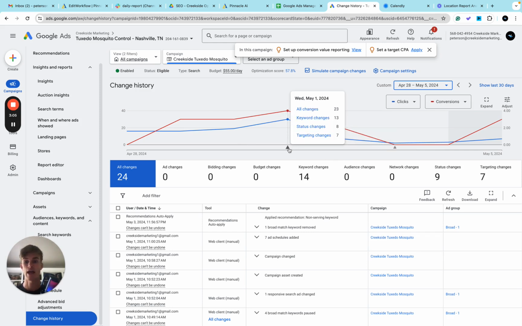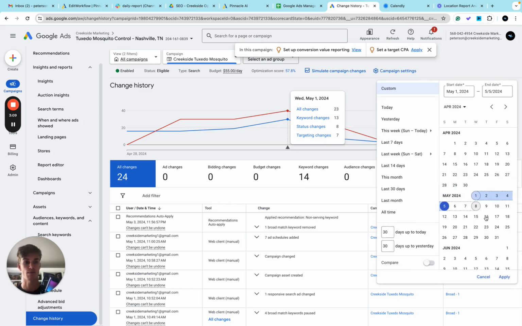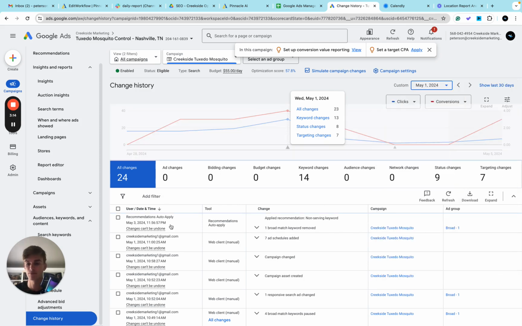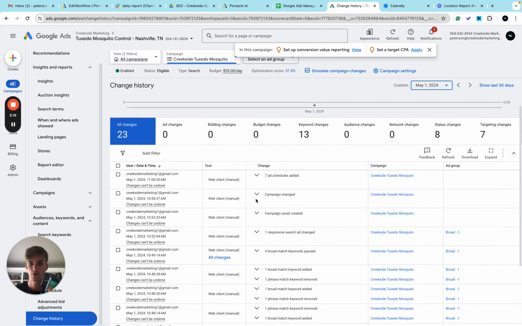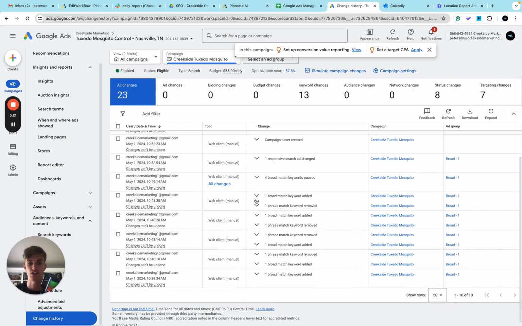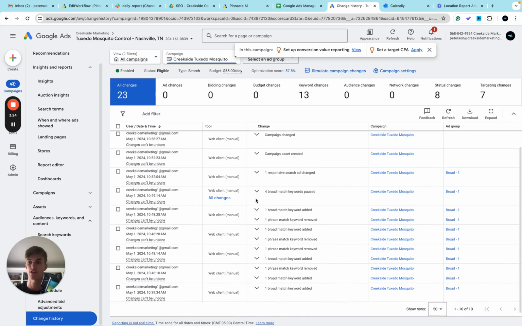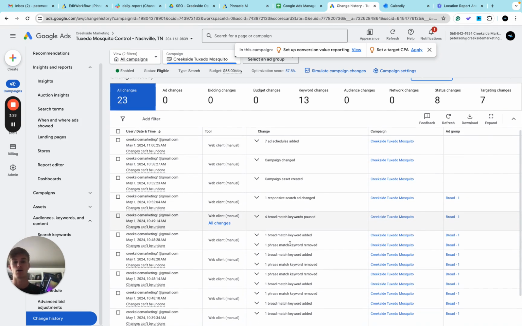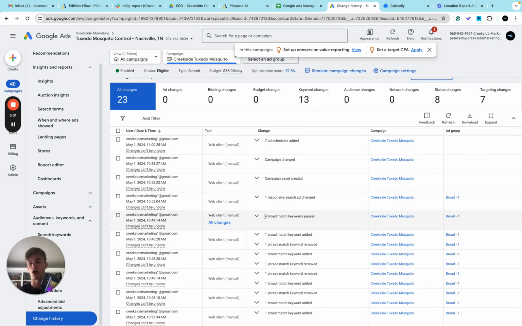So we would want to go and look at all the changes that happened on May 1st. So we're going to just go to May 1st. We just want to look at May 1st. So click apply. And we can see all of the adjustments that were made that could have caused an issue. So more than likely, it's not all of these that caused an issue. It's just one of them that caused the problem. But that is very hard to figure out.